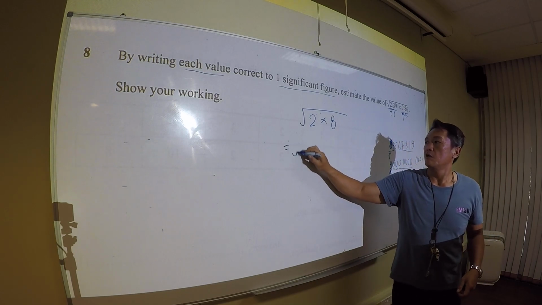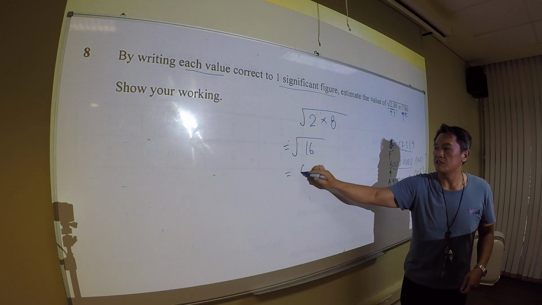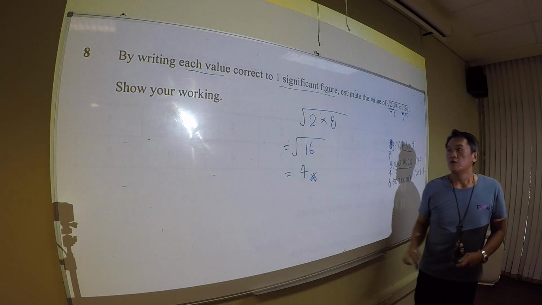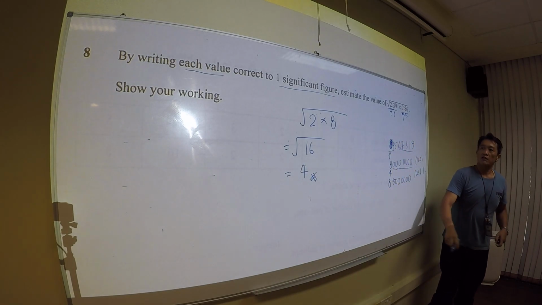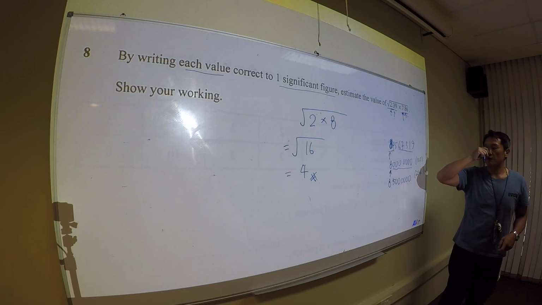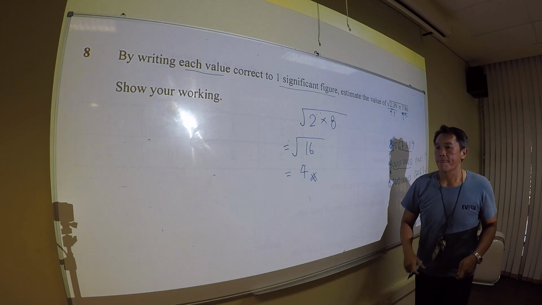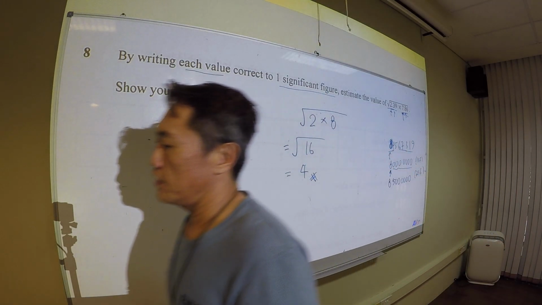Okay? Then 2 times 8 is 16. Square root of 16 is 4. So they want you to round off to one significant figure for each of the numbers. Just like that only. Very simple.